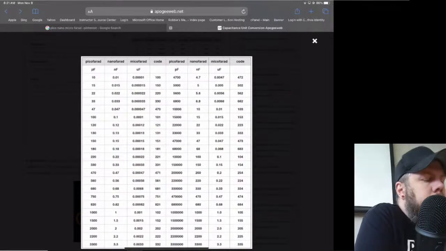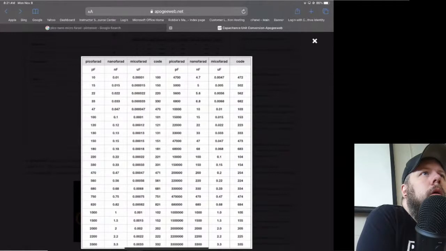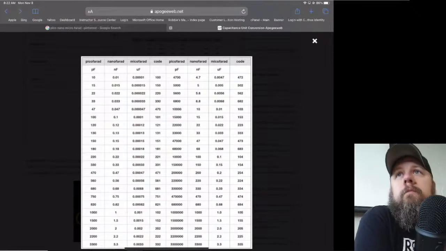Well, the code on a capacitor. When it gets small and it's too small for them to write out like 4.7 microfarads, what they'll do is just like the resistors, they'll put something like 472, which means 47 with 2 zeros, and that's in picofarads, and then you'd have to convert it up.